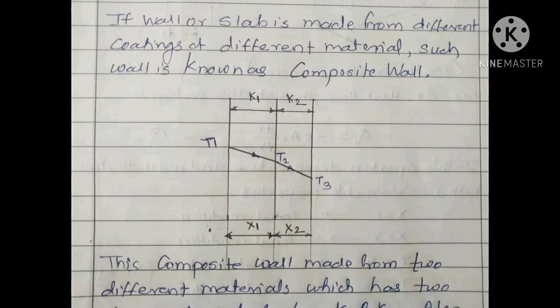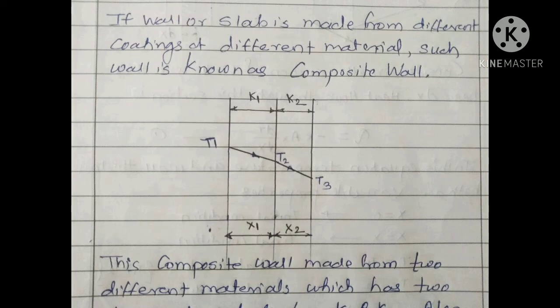Hence this section of the wall has two different values of conductivity, K1 and K2: K1 for the basic material wall and K2 for the coating material, and two different values of thickness, x1 and x2. In this case, you will get three different values of temperature. T1 is the innermost temperature, T3 is the outermost temperature, and T2 is the junction or intermediate temperature. Here the temperature decreases from T1 to T3.